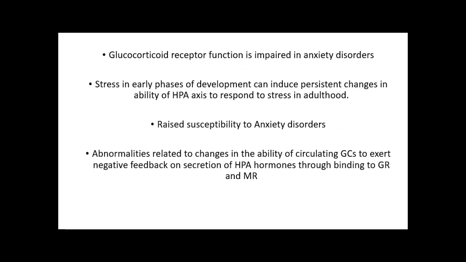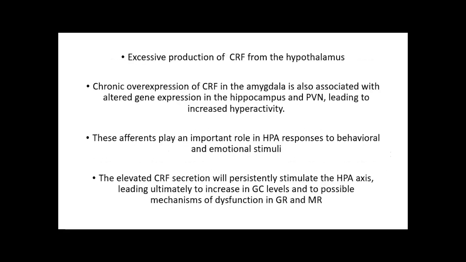Glucocorticoid receptor function is impaired in anxiety disorder. Stress in early phases of development can induce persistent changes in the ability of the HPA axis to respond to stress in childhood and adulthood. There is increased susceptibility to anxiety disorders because of glucocorticoid receptor function impairment. Abnormalities are related to a changing ability of circulating glucocorticoids to exhibit negative feedback on secretion of HPA hormone through binding to glucocorticoid receptors and mineralocorticoid receptors.